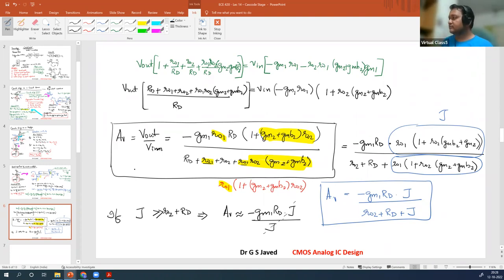Otherwise, the way to do that, now what is J here? J is 1, this J factor, let me do it here itself. In this J factor, if RO2 times GMB2 times GM1 is very large compared to this one, then effectively J will be equal to RO1 RO2 times GMB plus GM2.